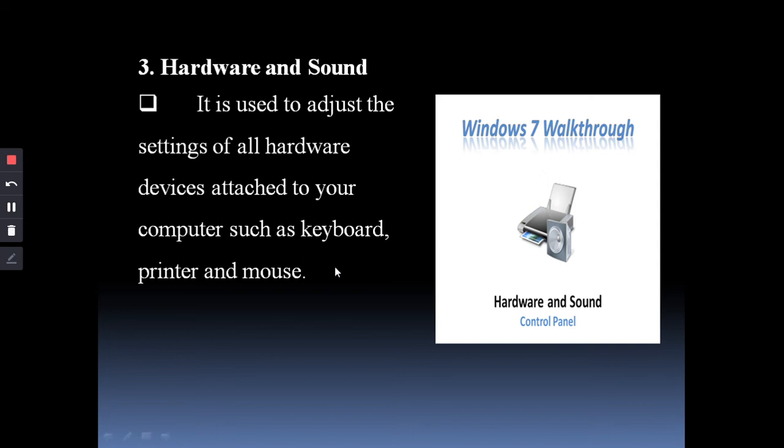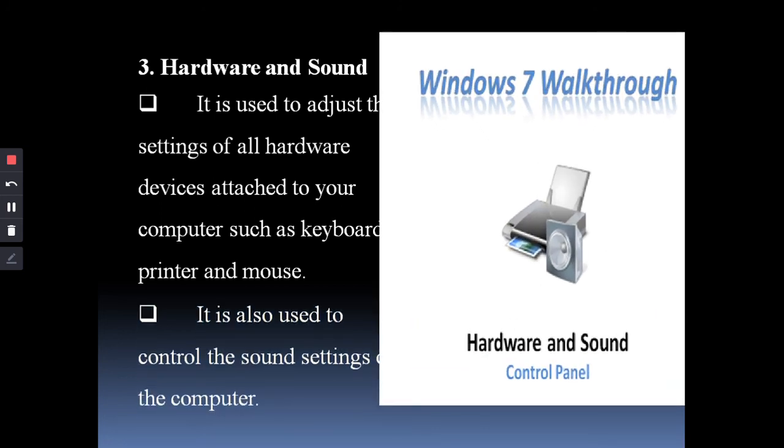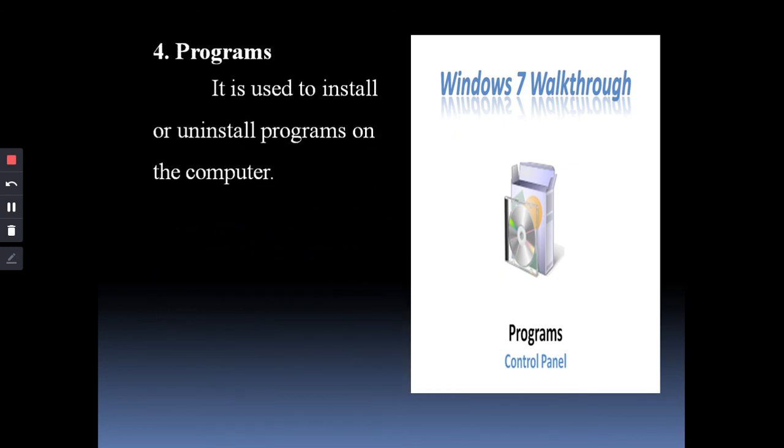Okay, this is the hardware and sound category icon. It is also used to control the sound settings of the computer. The fourth one is programs. It is used to install or uninstall programs on the computer.